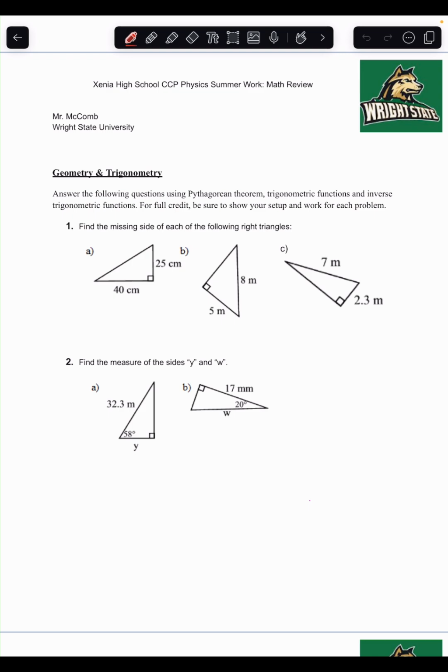Okay, hi. It is Digital McComb. I'm here really quick with the solutions to the first part of our math review. Okay, so the first step is going to be pretty simple.